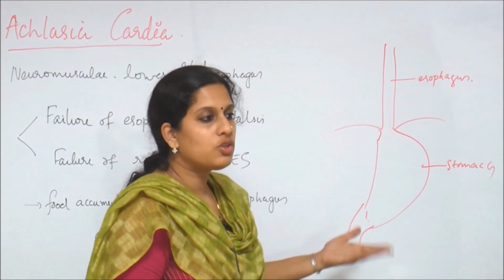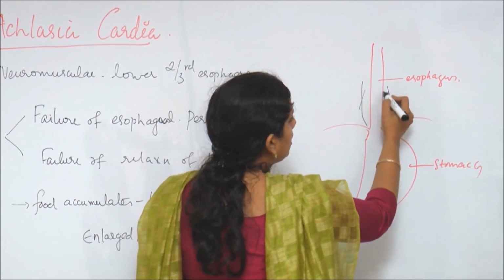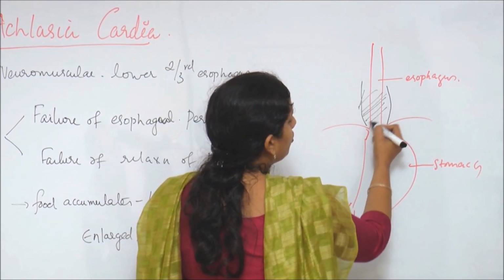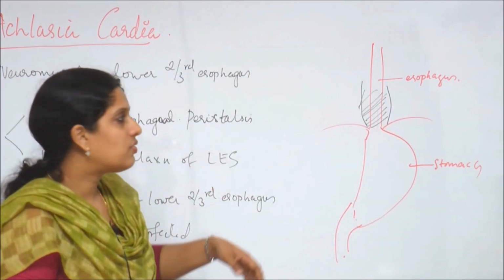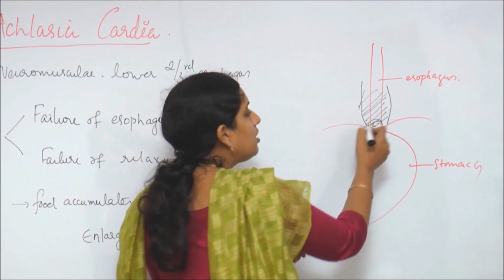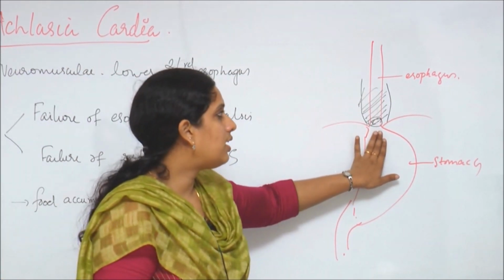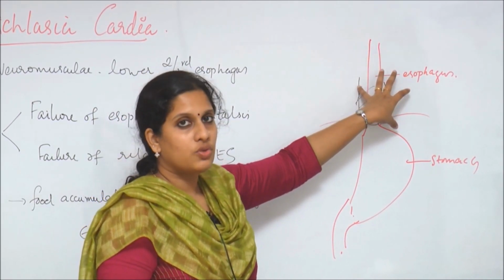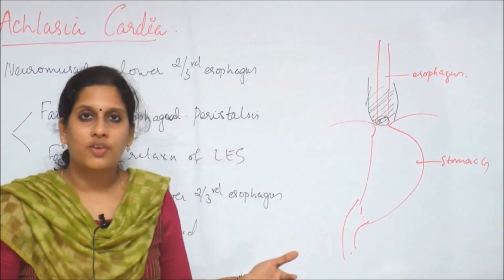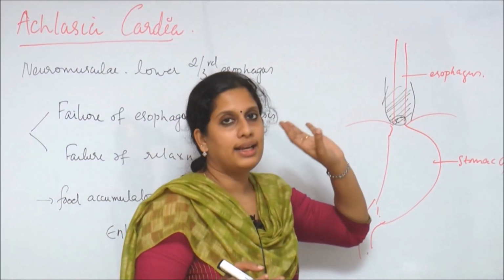What will happen in case of Achalasia cardia? There will be enlargement of the esophagus because of the accumulation of food. Because esophageal peristalsis is not proper, as well as there is a sphincter that is present here. There is a failure of relaxation of the lower esophageal sphincter, which will ultimately result in the accumulation of food in the lower two-thirds of the esophagus, so that after some time the esophagus will get enlarged, infected, and this results in Achalasia cardia.